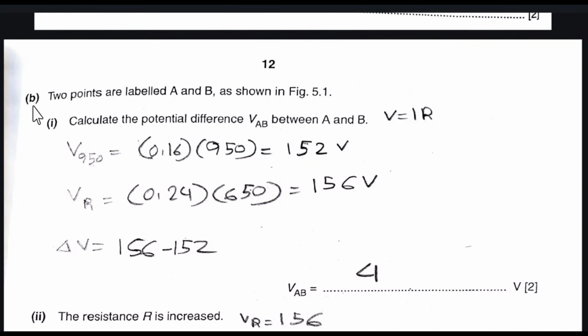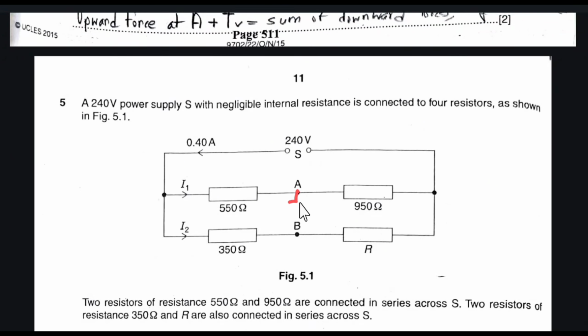In part B, two points are labeled A and B as shown in figure 5.1. Calculate the potential difference between A and B. So what is the potential difference between point A and point B? The total potential, or the total EMF, is 240 volt. Some of the potential drops at this resistor and the remaining should drop at this resistor. That means at point A we have the potential of the 950 ohm resistor, and at point B some of the potential has dropped at this resistor and the remaining should drop at this resistor. That means at point B we have the potential of R, that is this resistor.